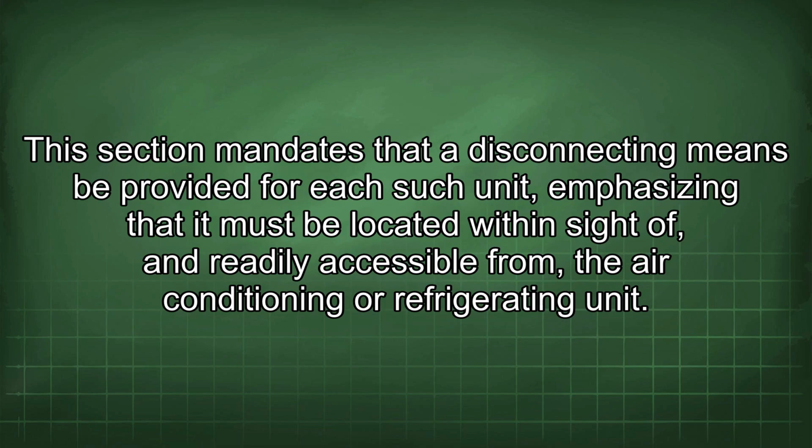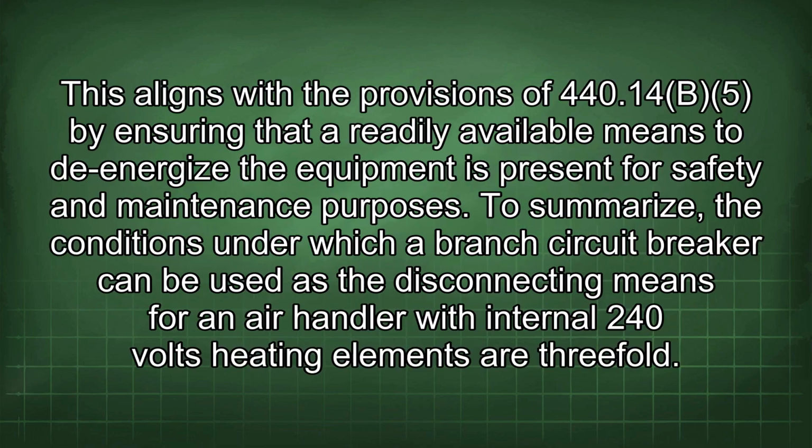NEC Section 210.70 further reinforces the requirement for a disconnecting means for each air conditioning or refrigerating unit. This section mandates that a disconnecting means be provided for each such unit, emphasizing that it must be located within sight of, and readily accessible from, the air conditioning or refrigerating unit. This aligns with the provisions of 440.14(b)(5) by ensuring that a readily available means to de-energize the equipment is present for safety and maintenance purposes.